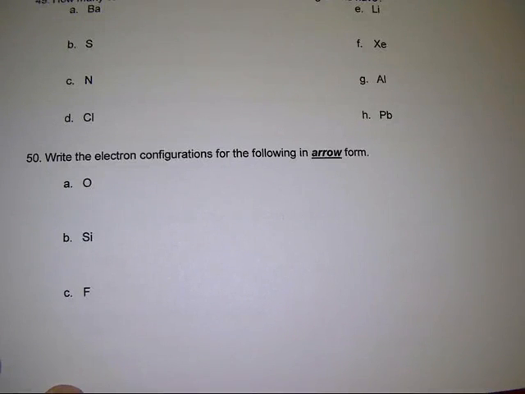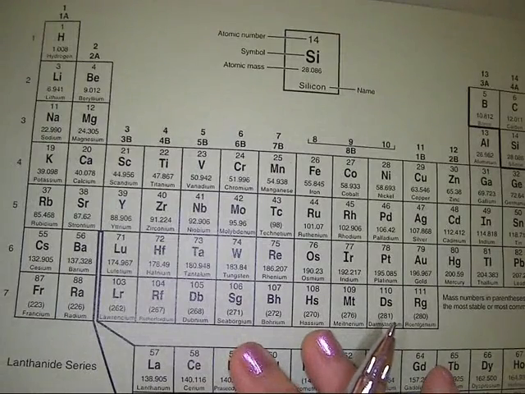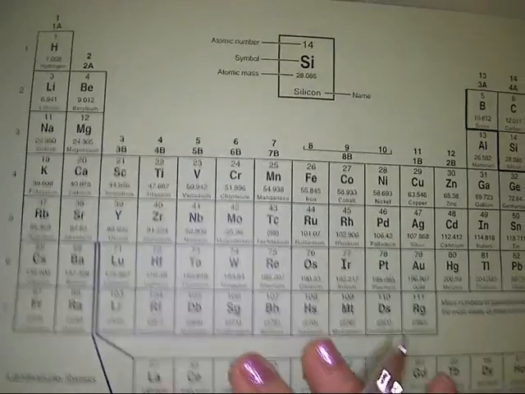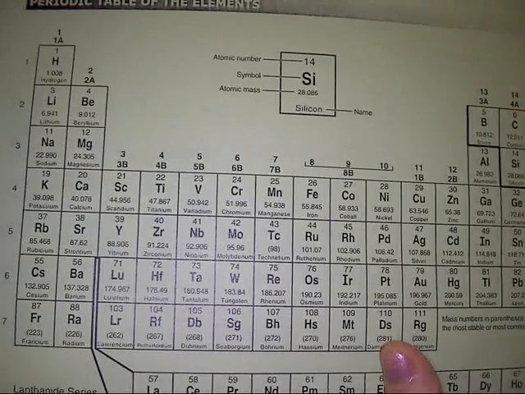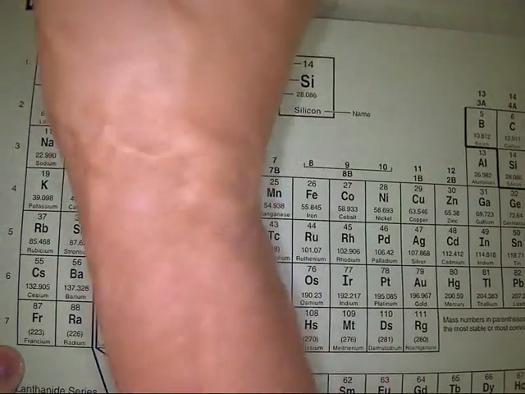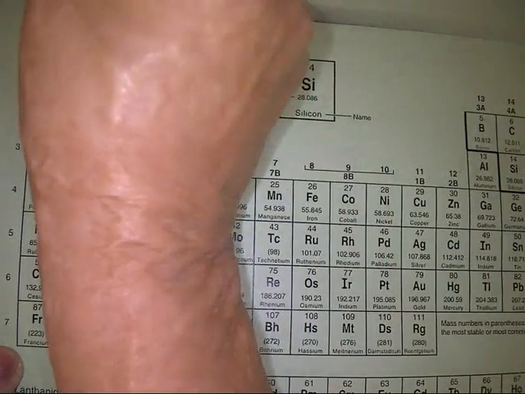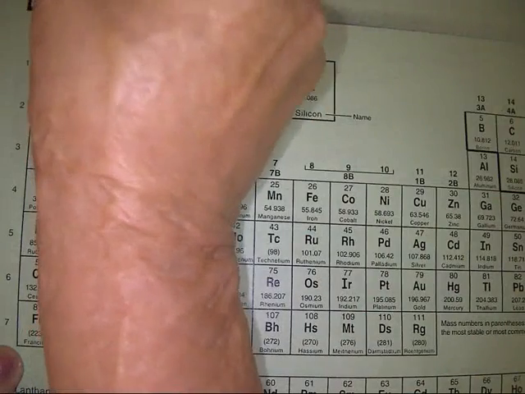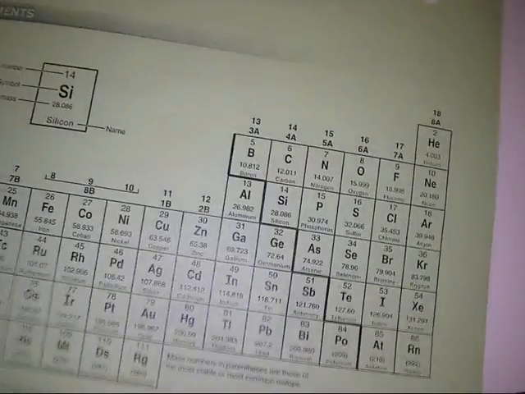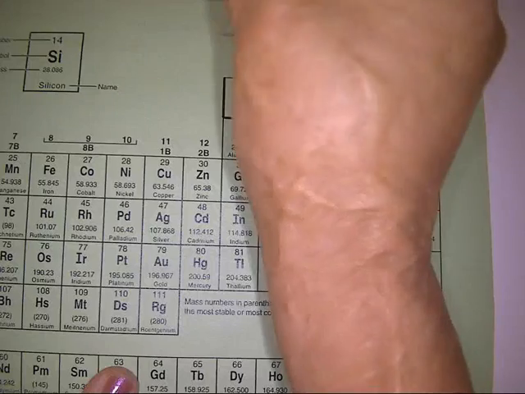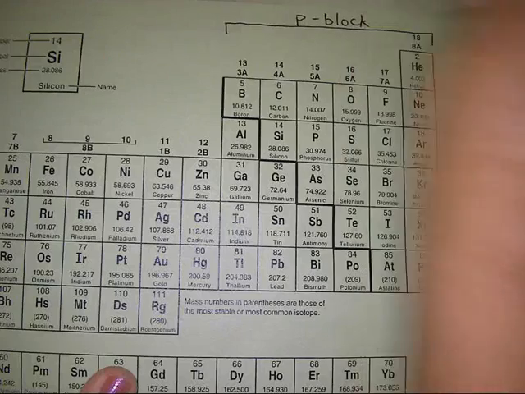So I want you to go ahead and grab your periodic table first, and let's review how to just figure out where the S and the P and the D and the F are on the periodic table. Okay, so let's look at this periodic table. Remember that the first two columns are the S block, and the last 6 columns are the P block, with the exception of this guy.